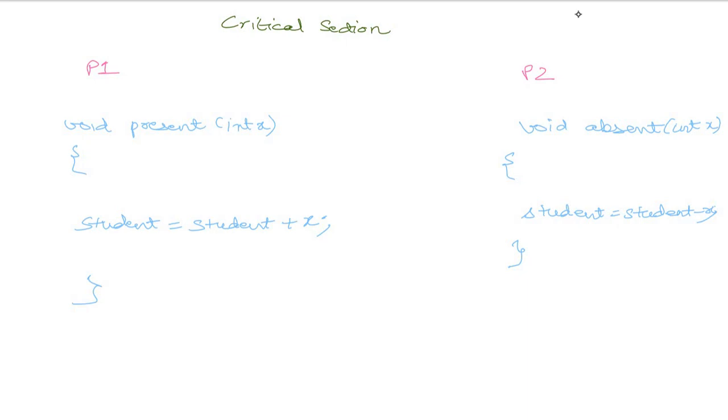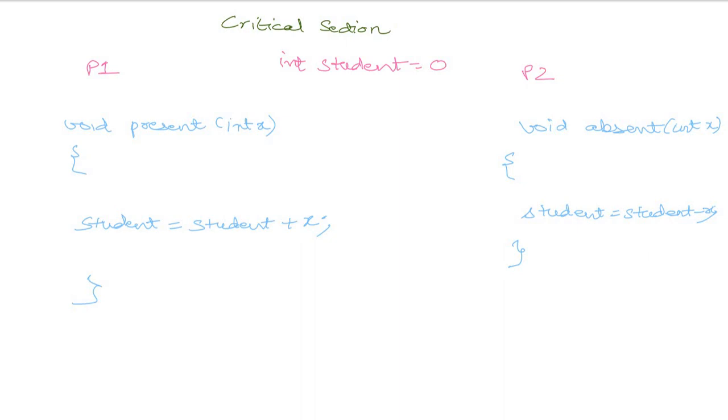So in this video we will be discussing the critical section. Let's consider that we have a global variable named int student equal to 0, and this is an attendance register of a school where each class gives its total number of students present and the total number of students absent. So we increment student at every point.